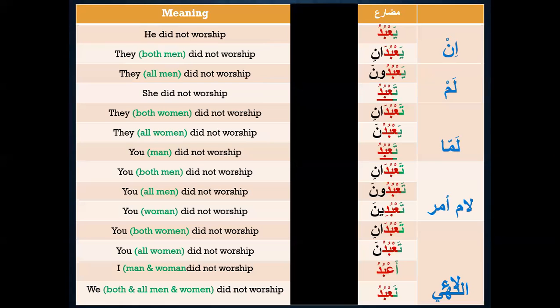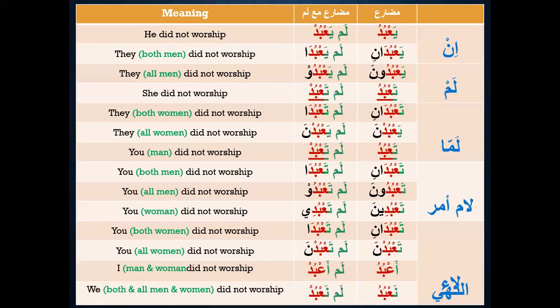Okay, let's just do a little bit of revision. In lam, lamma, lamu amr, la'un nahi. These are all called jawazimi mudari'. They give mudari' a jazm. So you say they give the jazm sign. Look at that. Ya'budu becomes ya'bud.